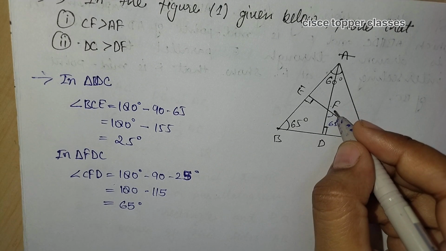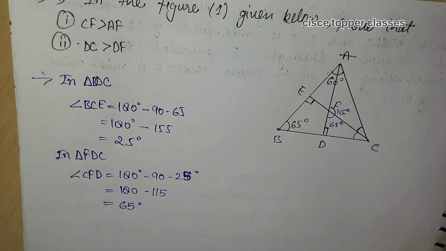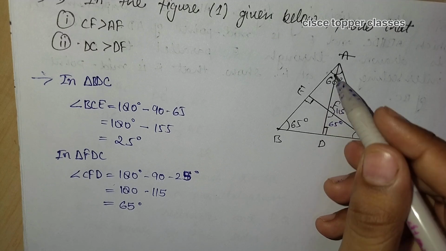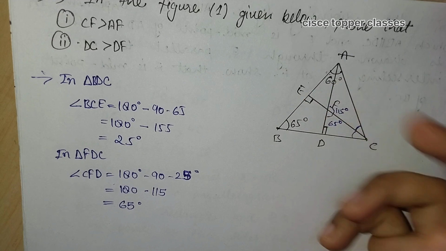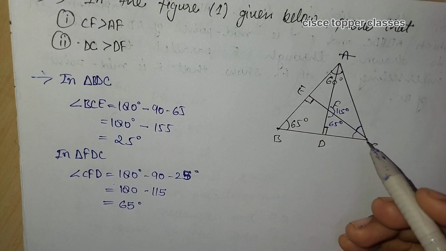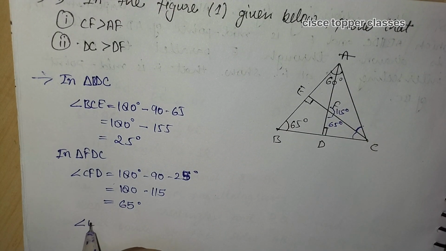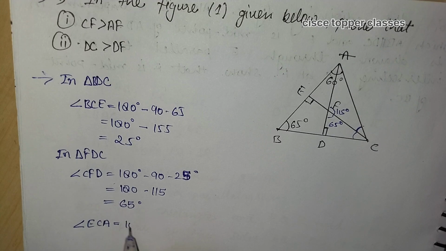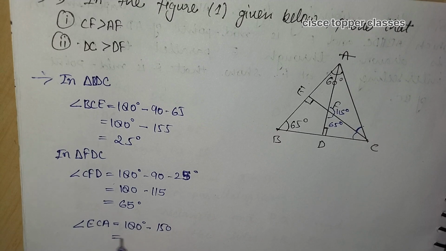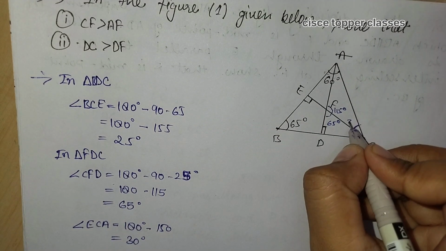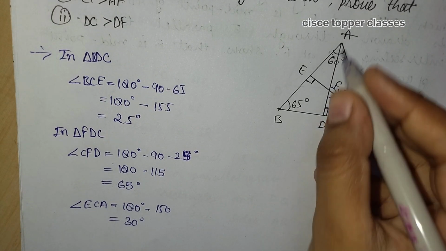So here it will be 180 degree minus 65, which is 115 degree, this angle. And here this angle we have to find. So simply here we can see that this will be 90 plus 60, and 180 degree minus 60 as this angle also. So angle ECA is equal to 180 degree minus 150 degree. So from here it will be 30 degree. Here we will get 30 degree.